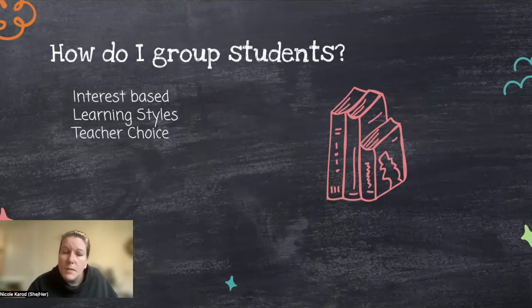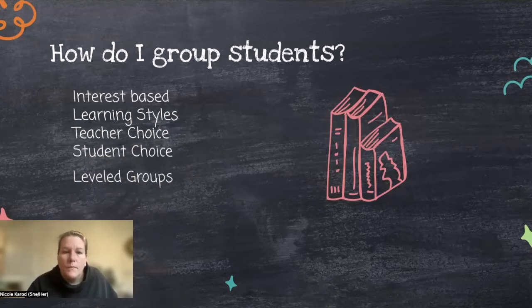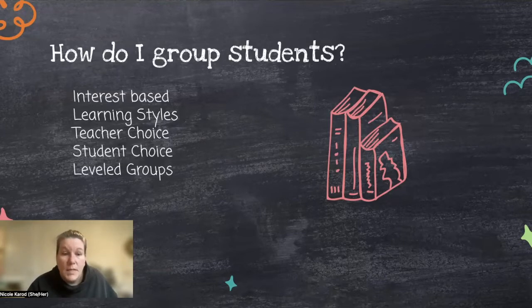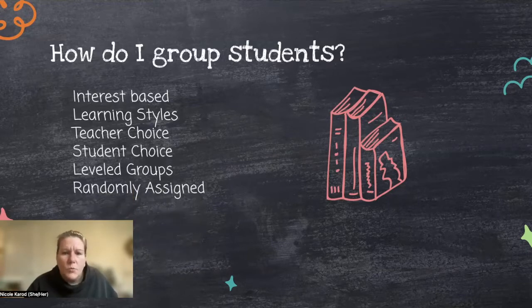Teacher choice, sometimes we know that's necessary. Student choice. Leveled groups, I think this is traditionally what we think of when it comes to flexible grouping. And so that's taking assessments and the data and really looking at it and putting students where they need a little bit more help. Maybe they're kind of the middle of the road or they need some challenges. And the last one is just randomly assigned.